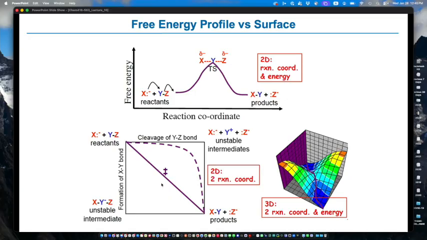We started out where the YZ bond distance is small. The XZ bond distance is very large. They haven't approached each other yet. That defines that bottom corner.